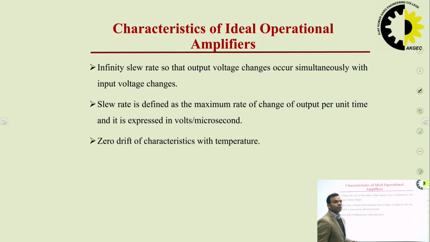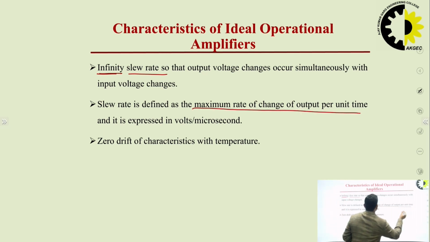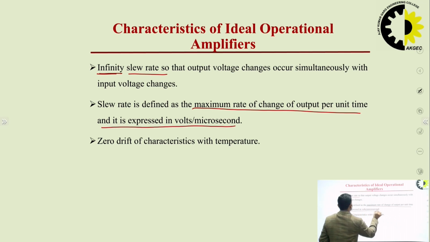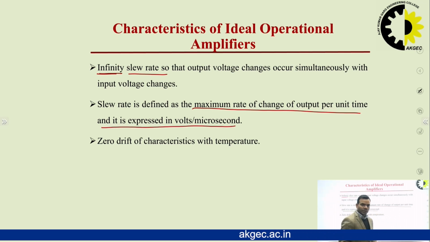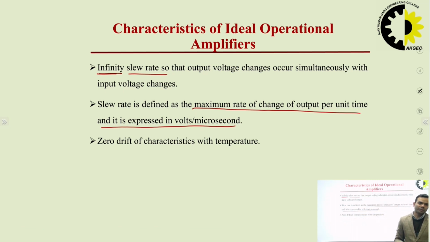Now, next is slew rate. Ideally, slew rate will be infinite. Slew rate is the maximum rate of change of output per unit time and is expressed in volt per microsecond. So slew rate should also be infinite because the change in output with respect to time should be infinite. So, a signal of any amplitude, any frequency can be applied to the operational amplifier, and the operational amplifier will amplify that signal without any kind of distortion.